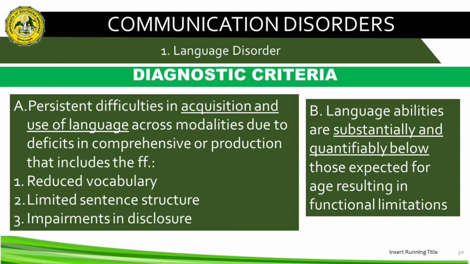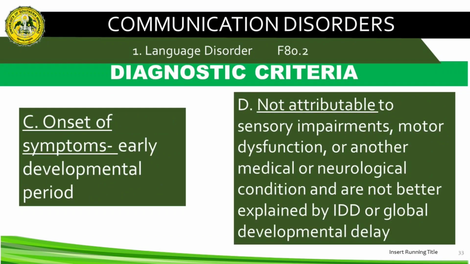in functional limitations in effective communication, social participation, academic achievement, or occupational performance, individually or in any combination. So, the language difficulty is manifested by abilities substantially and quantifiably below sa expected para sa age niya. At nag-interfere sa academic achievement, occupational performance, effective communication, or sa socialization. For criterion C naman, onset of symptoms is in the early developmental period.